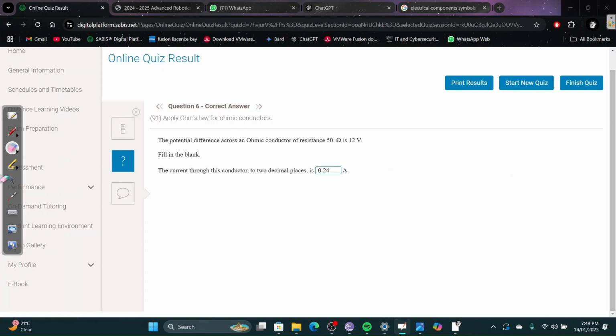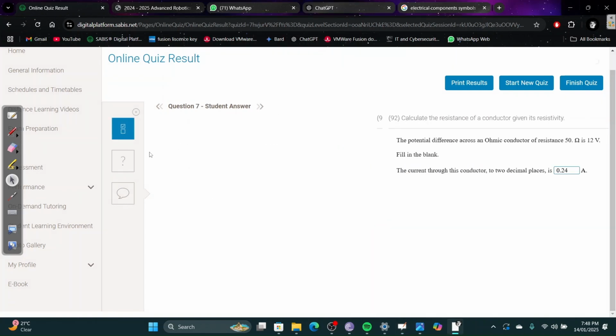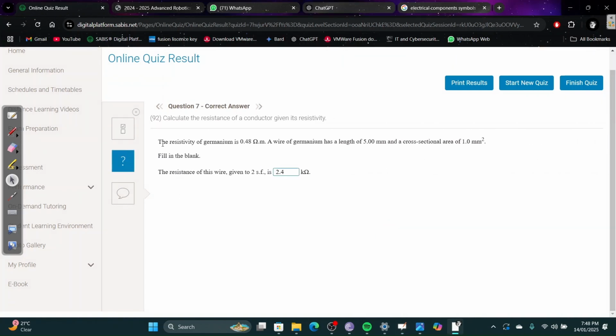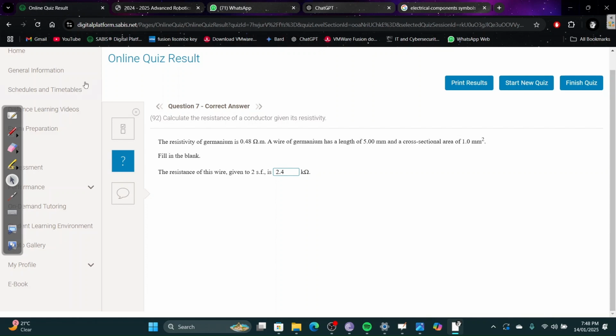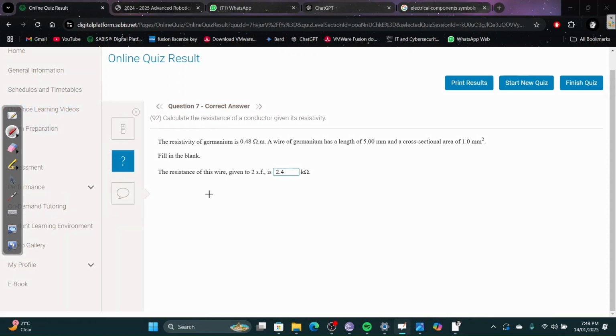Okay, question 7. The resistivity of germanium. Same thing, you do the formula. The resistivity of germanium is 0.48 ohm meter. The wire of germanium has a length of 5 millimeters and a cross-sectional area of 1 millimeter squared.